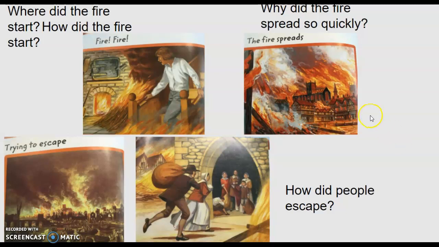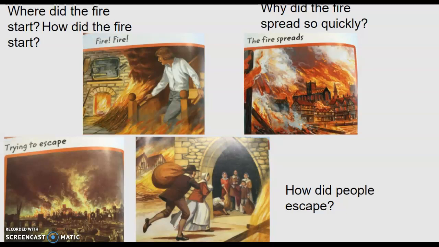So can you see the first picture? This one here, where it says fire, fire. So the question is, where did the fire start and how did the fire start? Have a little think about it. Look at the picture. Think about where it started, how it started, who started it. Okay, did you have a think about that? So we know that the Great Fire of London started in a bakery on Pudding Lane. And the name of the person who started the fire was Thomas Farriner because he forgot to put out the fire in his oven. And then a spark flew onto the floor and set everything alight.